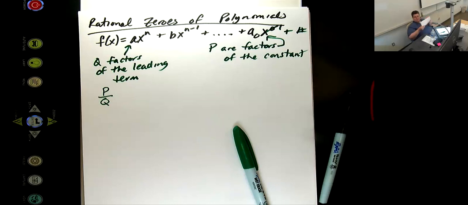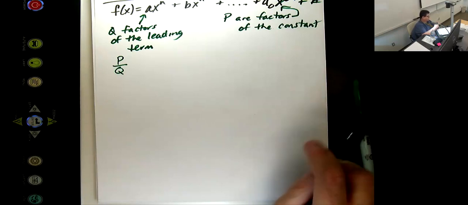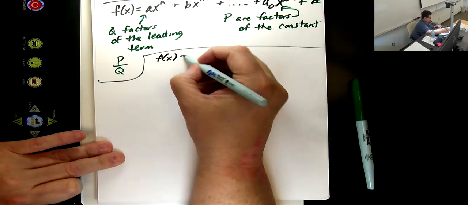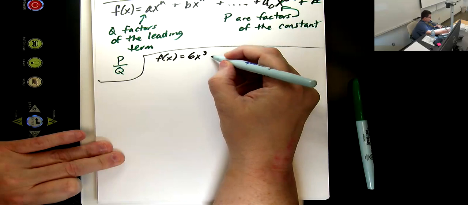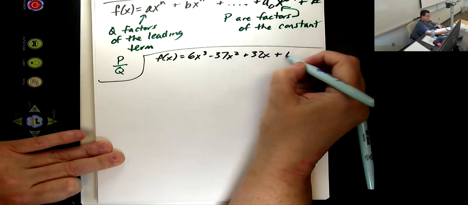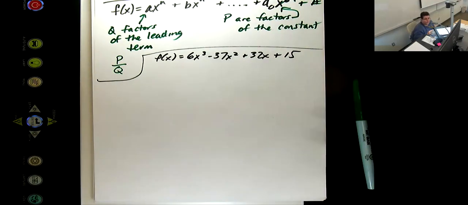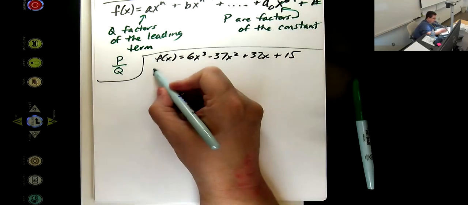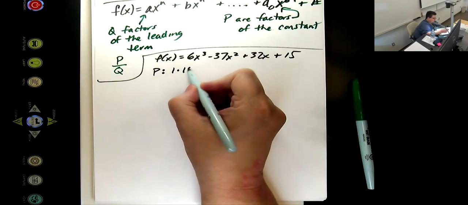So we'll try an example. Our example is f of x equals 6x cubed minus 37x squared plus 32x plus 15. So P comes from factors of 15. We can do 1 times 15 or 3 times 5.